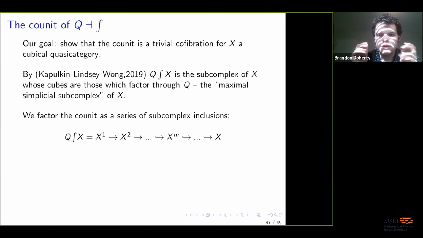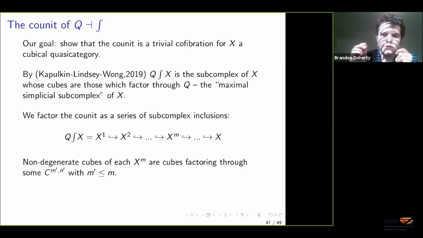And so what we do then is look at this counit, which is an inclusion of this subcomplex, and we factor that as a series of subcomplex inclusions of these subcomplexes x_m. The way we define these subcomplexes is that the non-degenerate cubes of each subcomplex x_m are those cubes which factor through some cone on a base of dimension less than or equal to m. So to be precise, they factor through c_m' n' for some m' less than or equal to n.